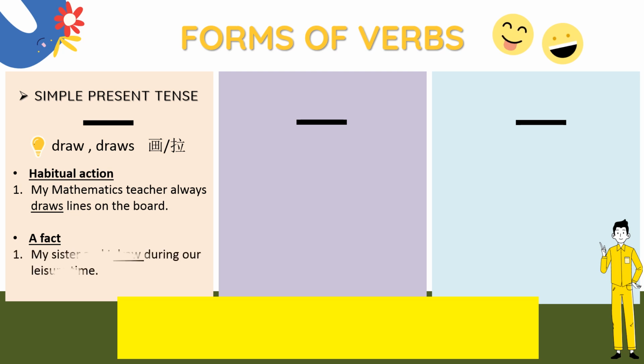Fact 就是一个事实, so for example 我的姐姐和我在休闲的时候呢会画画. So my sister and I draw during our leisure time. Leisure time 就是休闲的时候，他们就会画画，这是一个事实。Alright, so this is what we call simple present tense.